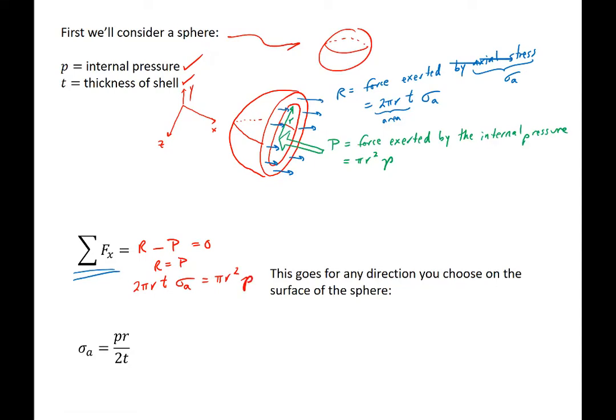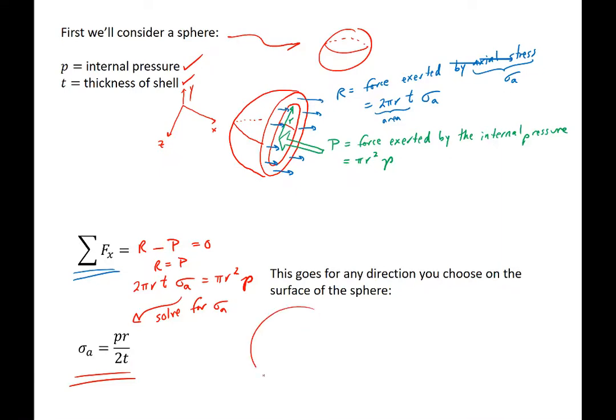All right? If I then solve for sigma A, I get this. So my axial stress, basically the normal stress that's acting inside that thickness of the sphere, is the internal pressure times the radius divided by 2 times the thickness. And this basically goes for any direction you choose on the surface of the sphere.